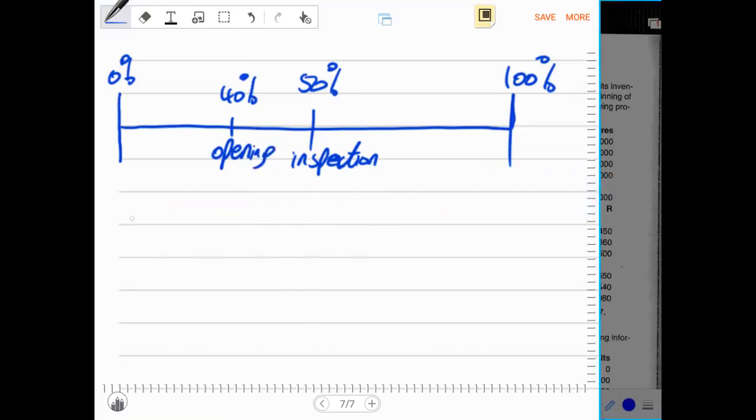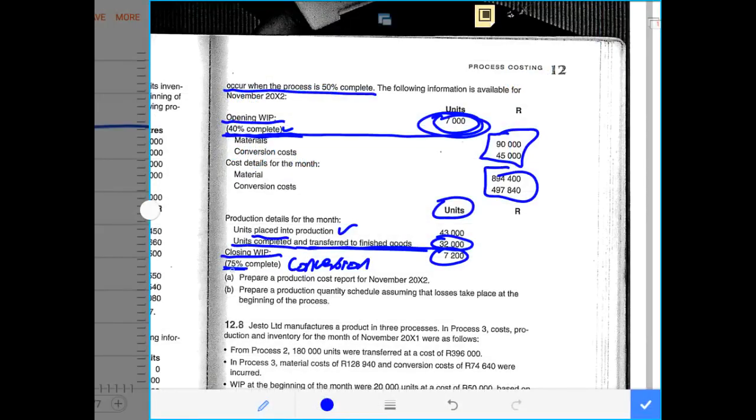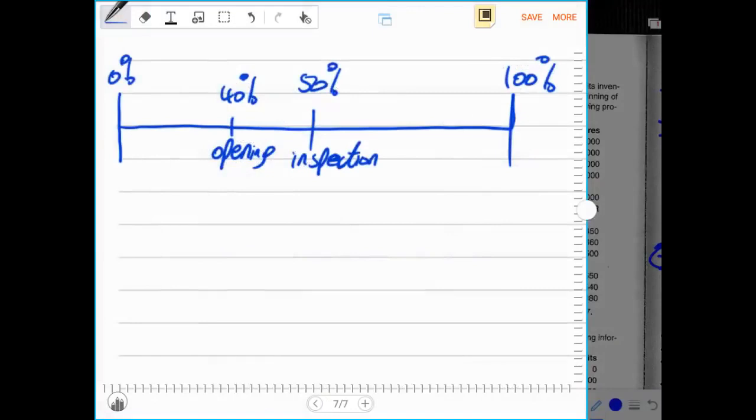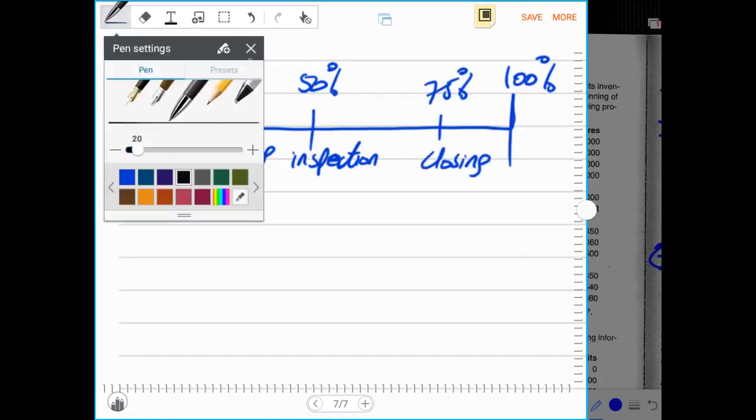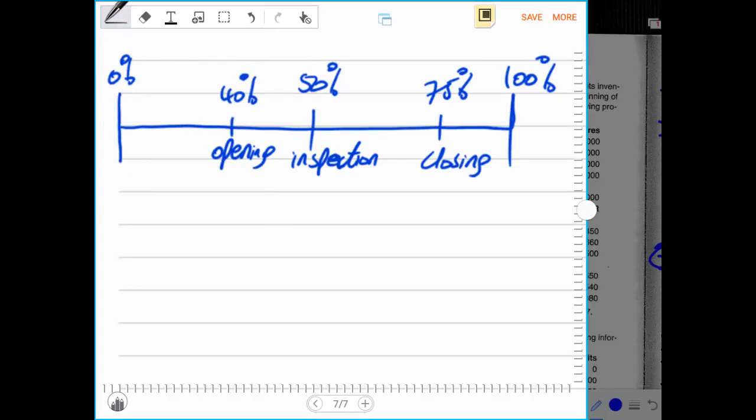Then our closing units, I think it was 75%. Yes, our closing work in process is 75%. So if this is 75%, it means it was around the end of the process. So now this is our closing. And don't forget the method that I taught you, for those who watched the video on the introduction to process costing, where it says that opening starts from a given percentage up to 100%.